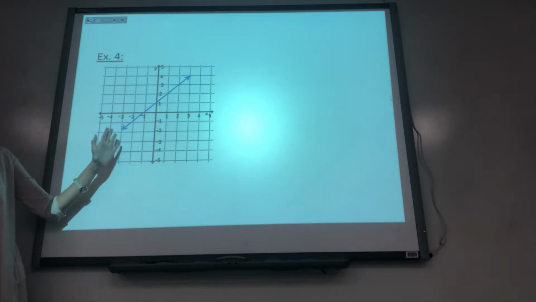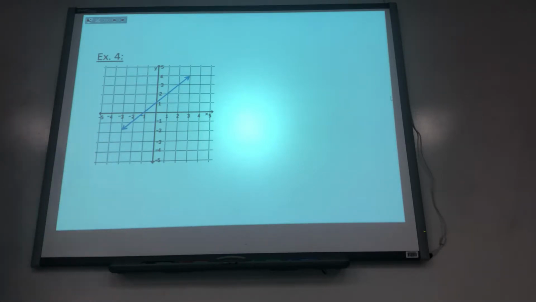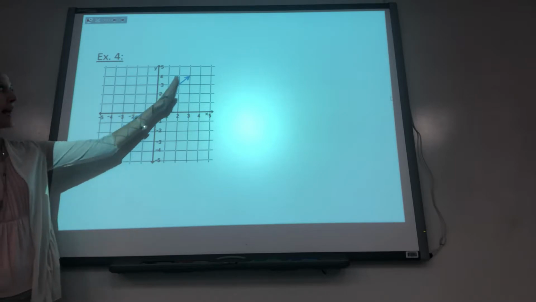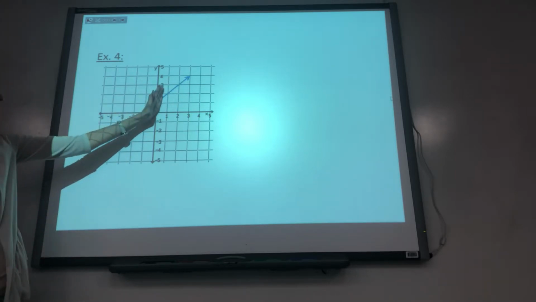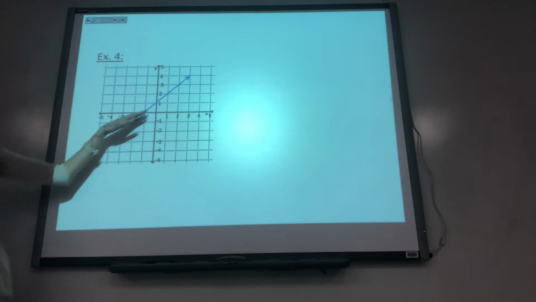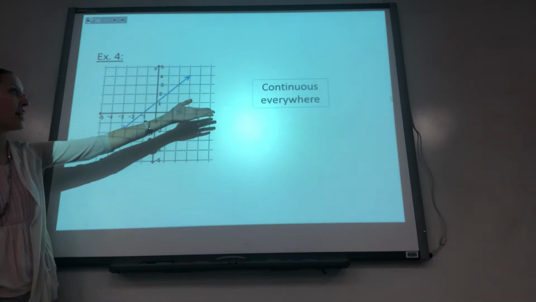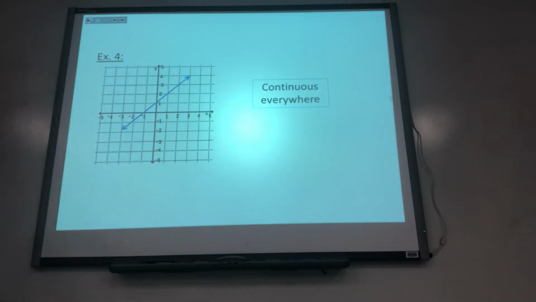If you don't have any of those things going on, if there's no problem areas anywhere, this line is just going to keep going on forever and ever, then we would just say it's continuous everywhere. You can't even really do the 3 conditions because you don't have an x value that's a problem. Okay, I guess you could do the 3 conditions, but it would check out no matter what x value you are looking at. So continuous everywhere.